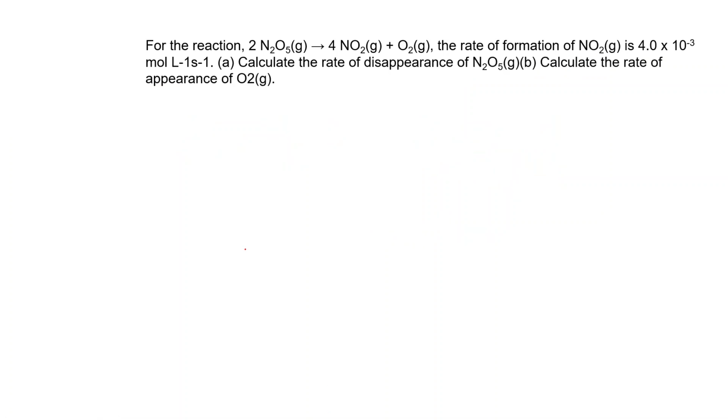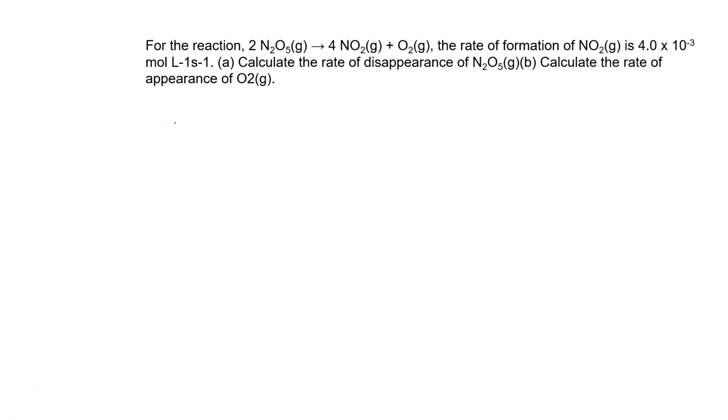In this example, it gives you an equation for this reaction here. Let me go back to my pointer function here. So it gives you this equation here, and it tells you that the rate of formation of NO2 is 4.0 times 10 to the minus 3 mole per liter per second. So the question is asking for you to calculate the rate of disappearance of N2O5 and calculate the rate of appearance of O2. Okay, so go back to my pen function here.